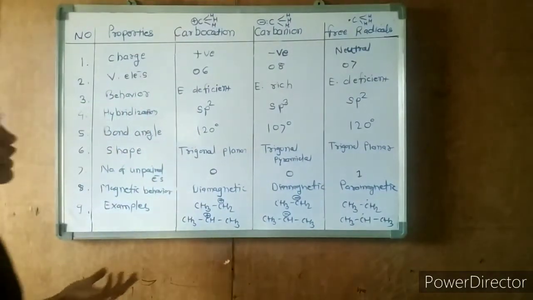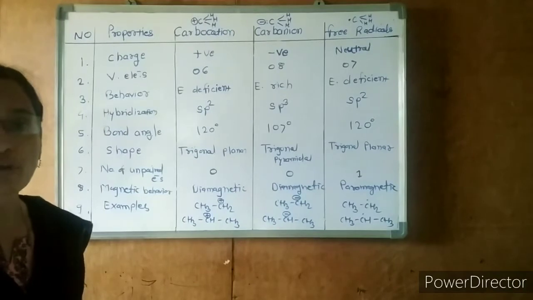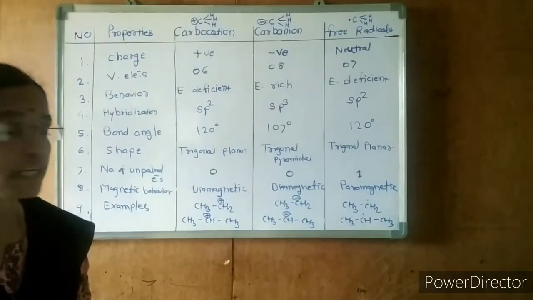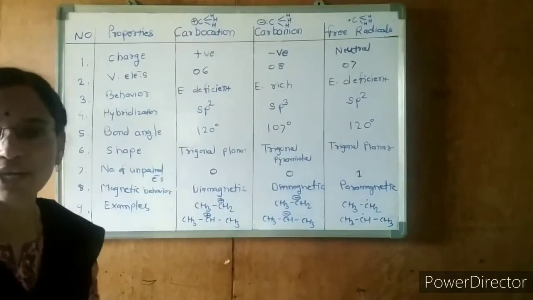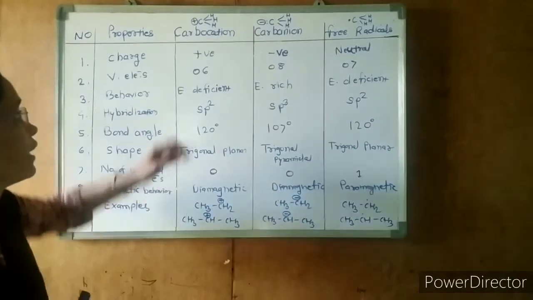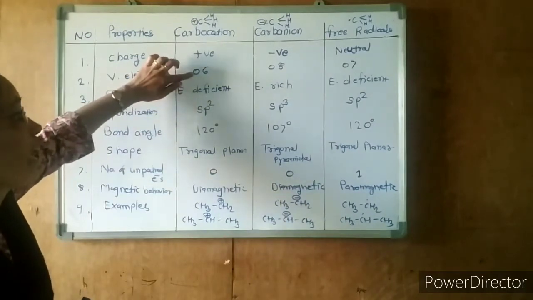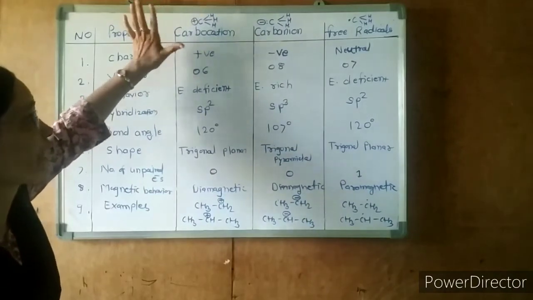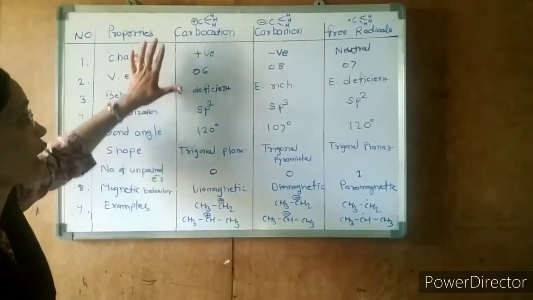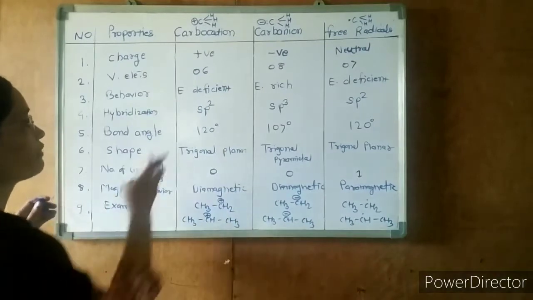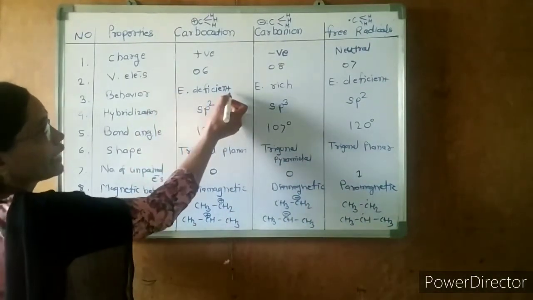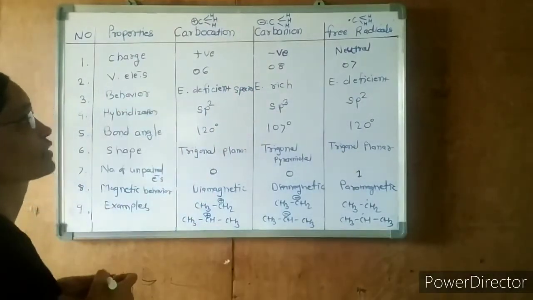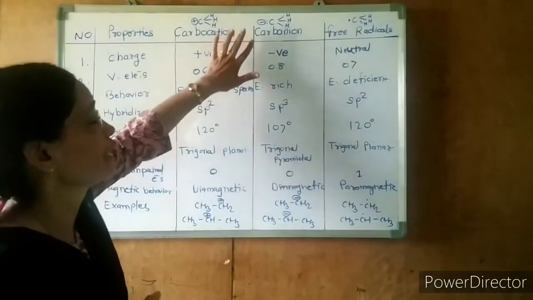Now coming to the third property, that is the behavior. Behavior, whether the given species is electron deficient or electron rich, how can we decide that? It can be decided by the number of electrons in the valence shell, right? Here the number of valence electrons is 6. Octet is not completed here. In case of carbocation, octet is not completed, so carbocation is an electron deficient species.